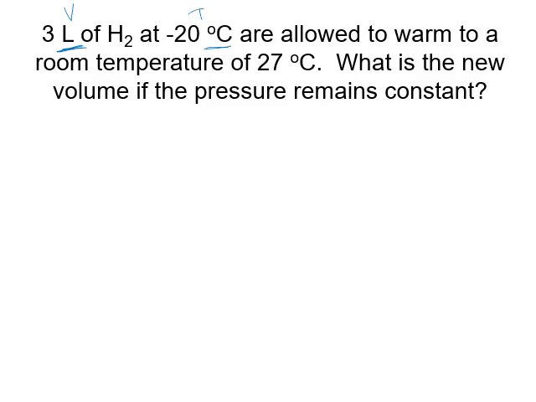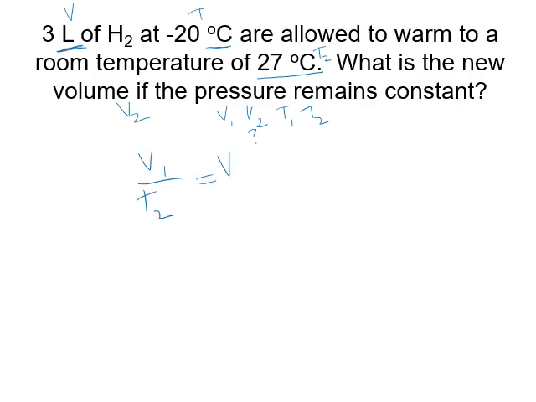Are allowed to warm to a new room temperature of 27 degrees Celsius, so I have a second temperature. What is the new volume? Well, again, that would be a second volume if the pressure remains constant. So we have V1, V2 is what we're looking for, T1, T2. So when I look at my formulas, I could either use my combined gas law and then cross out the pressures because the pressure remains constant, or I can recognize this is Charles's law.